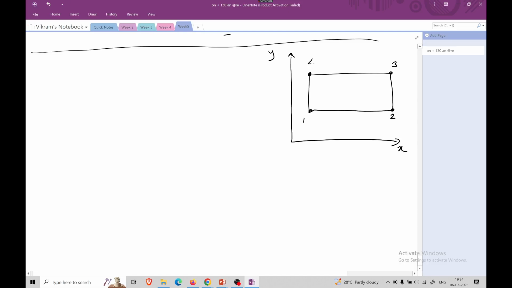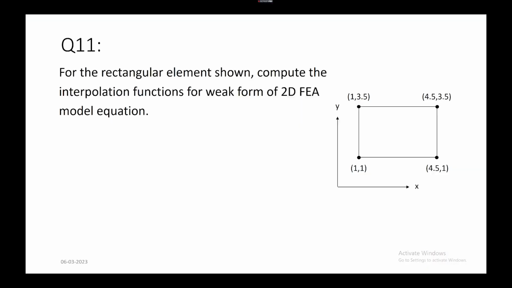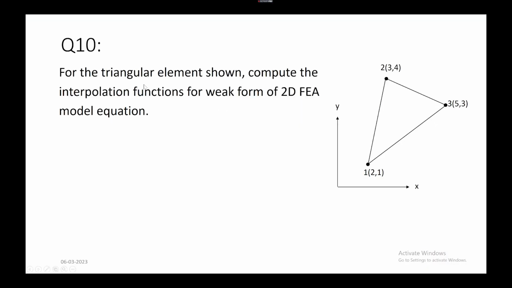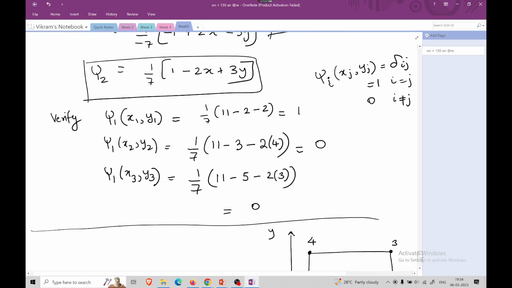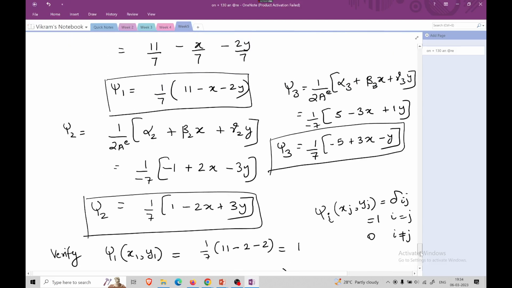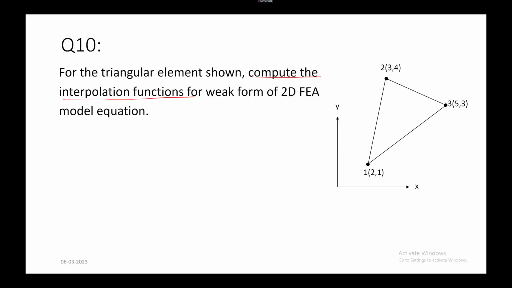Sir, what we are looking for in the previous problem, simply finding psi 1 at first node is 1, psi 2 at second node is 1, psi 3 at third node is 1, correct. So we have to compute the interpolation function. If I want to conclude the answer, I just have to conclude what is psi 1, psi 2, psi 3. These are the interpolation functions. Interpolation function will be in terms of x and y. So this is one verification we are doing, whether our values of psi 1, psi 2, psi 3 are correct or not.